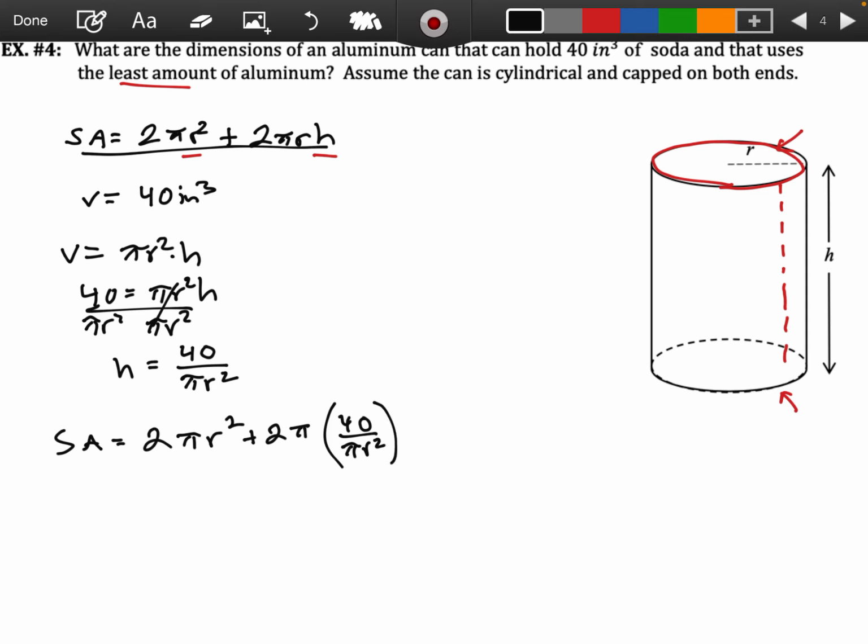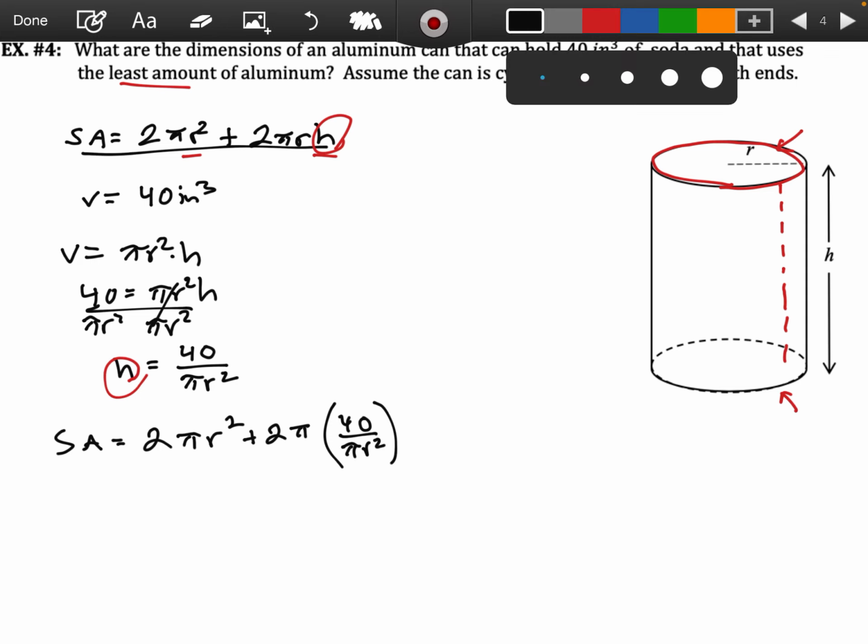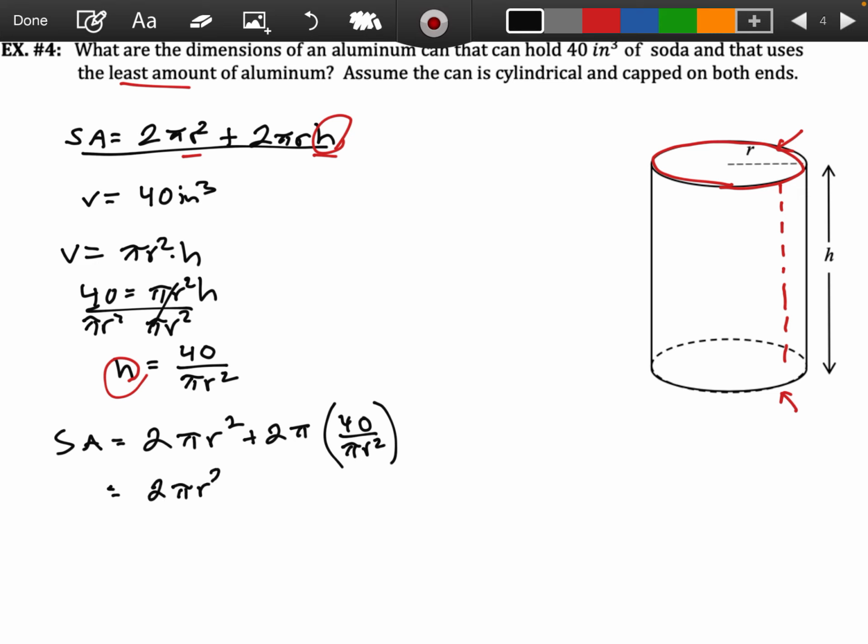Okay, you guys see that? H, right? Replace that with that. And I'm left with 2 pi r squared plus 80 over r. All right.